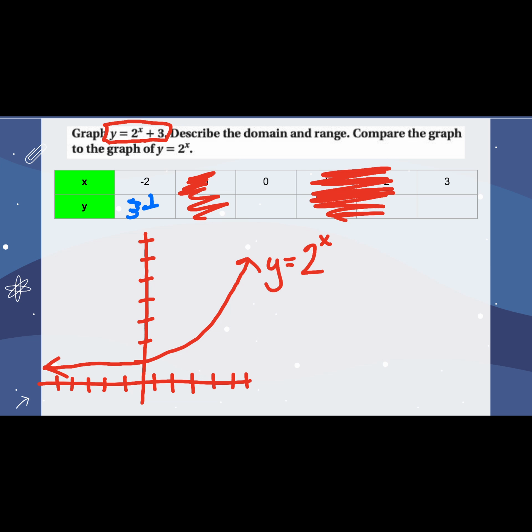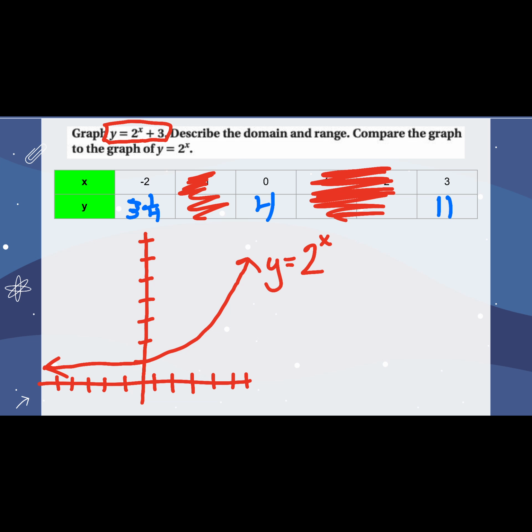Maybe is math that important? All right. Yes. 2 to the 0. What is anything to the 0? It's 1. 1 plus 3 is 4. Now 2 to the 3rd power: 2, 4, 8. So 8 plus 3 would give us 11.